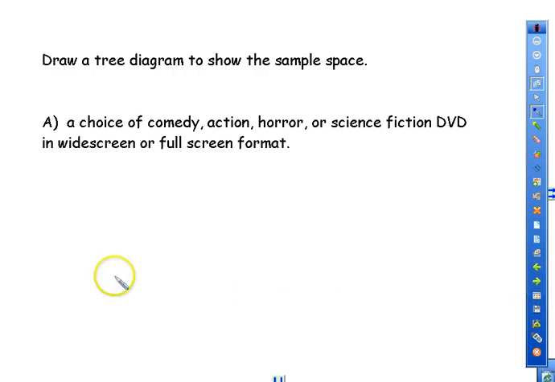Let's take a look at our next one. It says draw a tree diagram to show the sample space. So go ahead and hit pause and solve this.